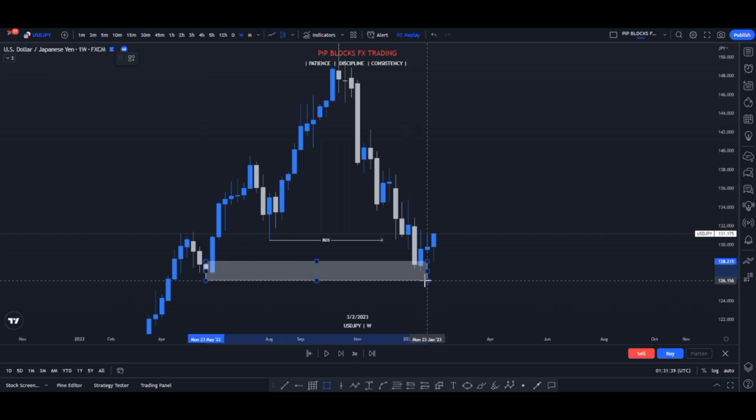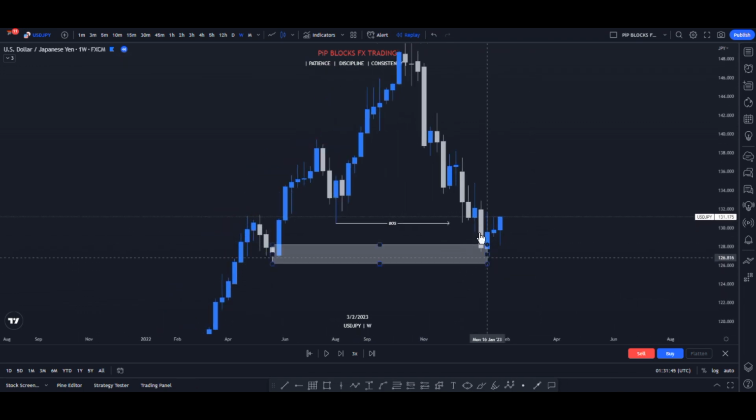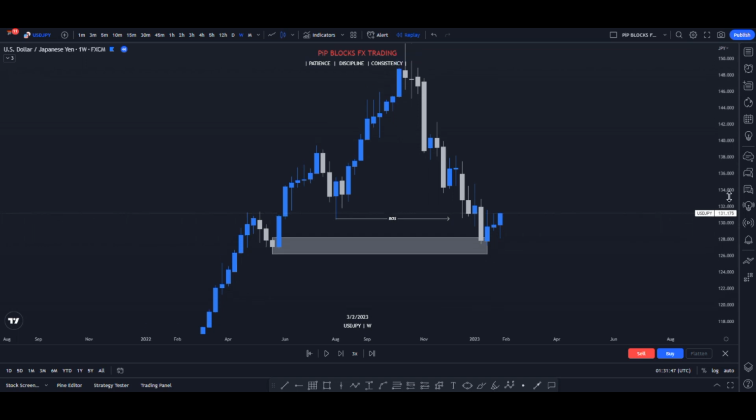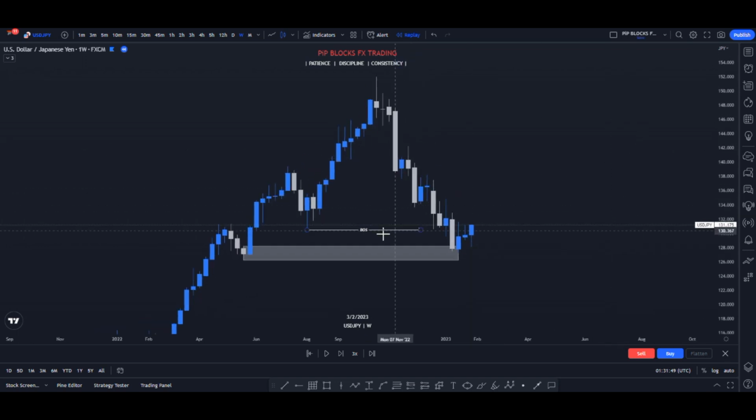We had the market trading into this particular demand. So already I know that the market has traded into a demand right here. So we had a break of structure. Someone will say a break of structure to the upside here, a break of structure to the downside, which is giving us a CHoCH.